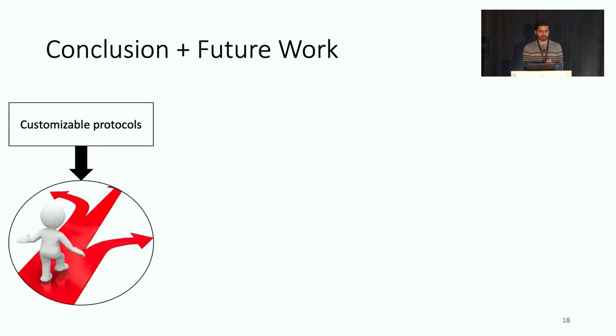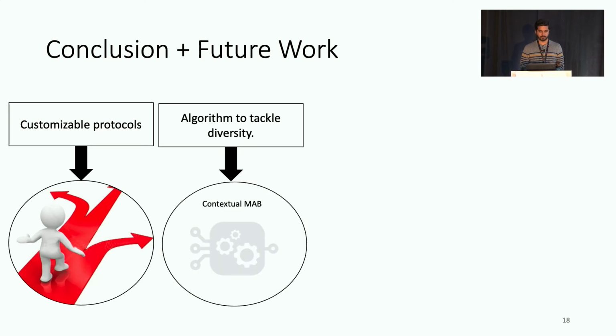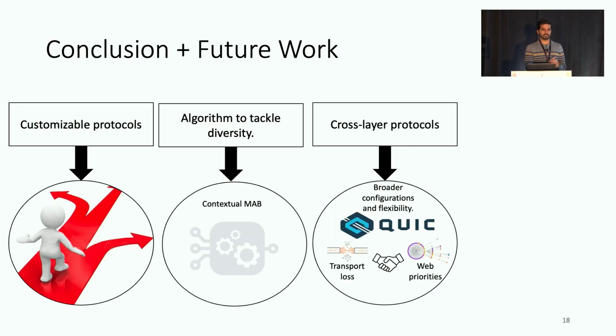So in conclusion, there's a push towards protocols that can be customized to operating needs, and Configanator takes a step toward building such a system. We build an algorithm that tries to address this diversity in a fine-grained manner. Additionally, in the future, as we look into more cross-layer protocols like QUIC, we have much broader configuration flexibility available. For example, one can try to map packet loss to the website priorities itself. So if there's loss, one can decide whether to retransmit the packet or send out new data that might be at a higher priority.